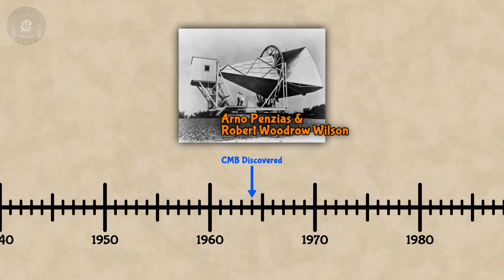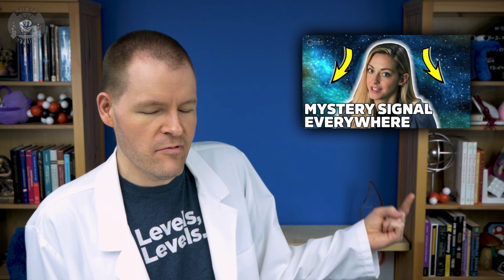Wait a minute. Microwaves are just a type of light, and the speed of light is finite. If this thing's coming from far enough away, it could be coming from the distant past. To the timeline! No, not when it was discovered, when it was made. If you want to learn about the discovery of the CMB, you can check out Physics Girl's video. It's a good one. You might even recognize a name or two in the end credits. But no, I mean the cosmic timeline.